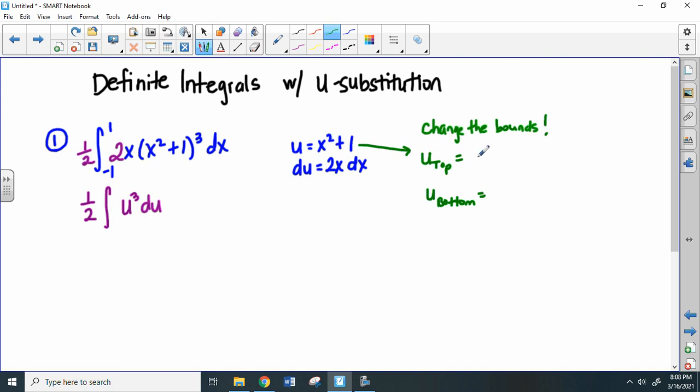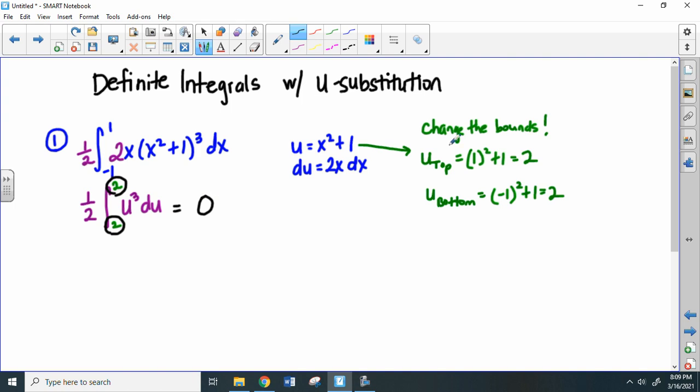If I do 1 squared plus 1, I get 2. So my top bound is now 2. For the bottom, I'm going to plug in -1. Well, -1 squared plus 1 is also 2. So I've changed my bounds and now I'm ready to integrate. But this one's really nice, because when you integrate and the bounds match, there's a property that says that's automatically 0, and you're done.